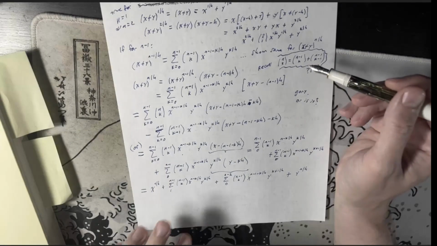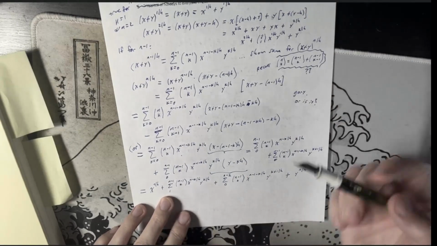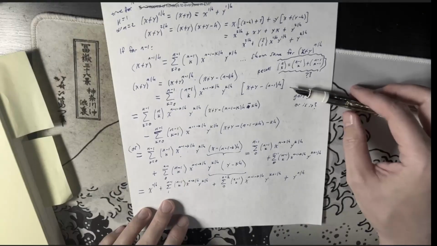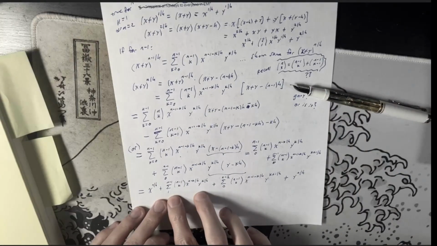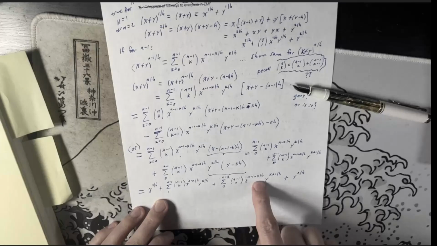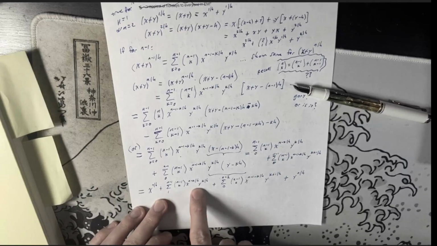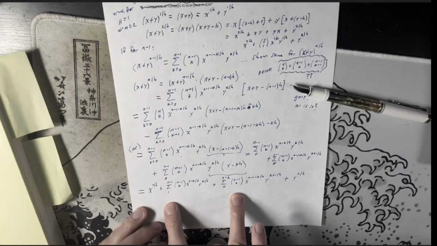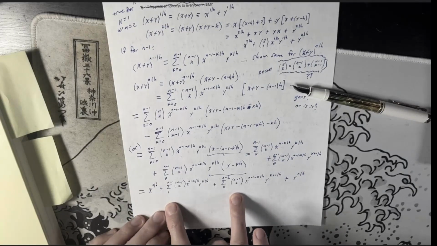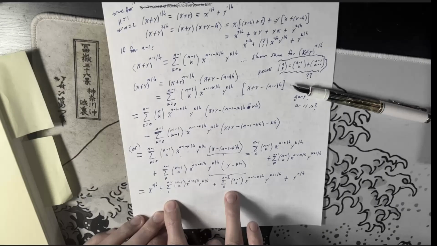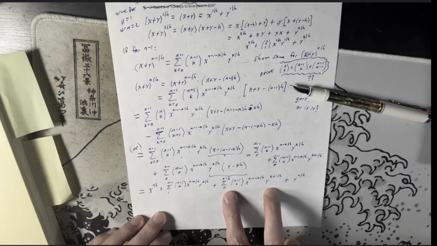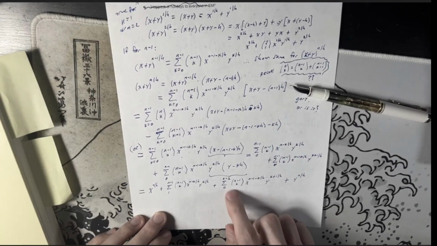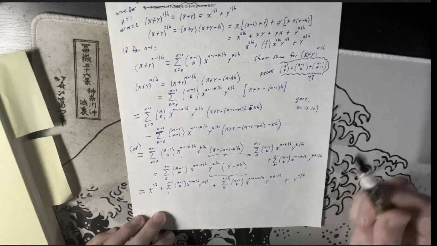Or can I re-index now and somehow it'll cancel? Let's see. If I re-index this one, will it at least match up? If I plug in 0 here, I get n minus 1. If I plug in 1 here, I get n minus 1. So these are the same. So I should really re-index one of these guys, right? I guess this is my target.